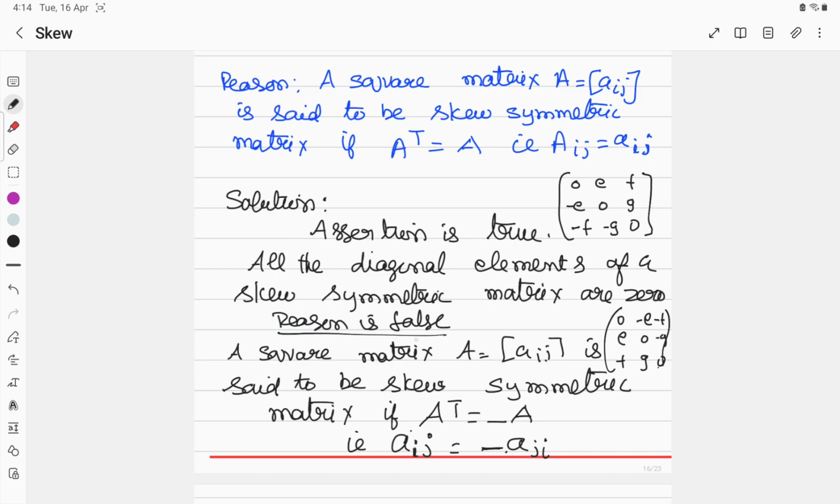Here the reason is false. What does the reason say? A square matrix A is said to be skew symmetric if A transpose is equal to A. But it is only when A transpose is equal to minus A that it is a skew symmetric matrix. Therefore in this case the assertion is true and the reason is false. All the diagonal elements of a skew symmetric matrix are always 0, and a square matrix A is said to be skew symmetric if A transpose is equal to minus A.